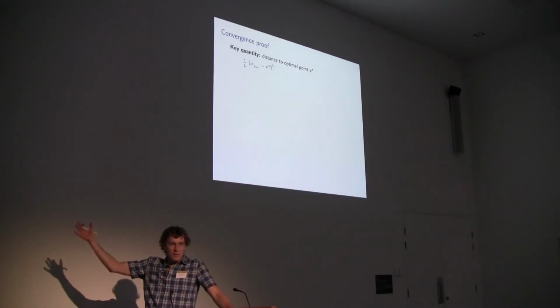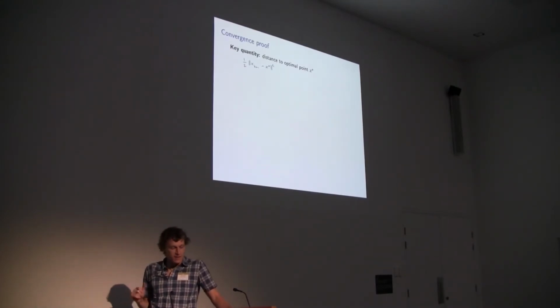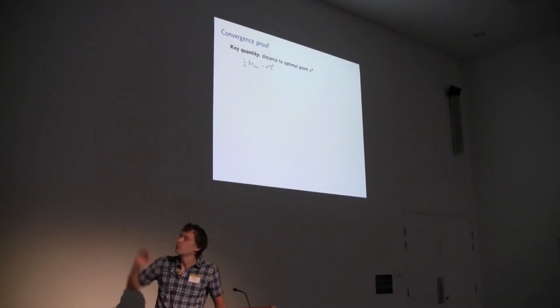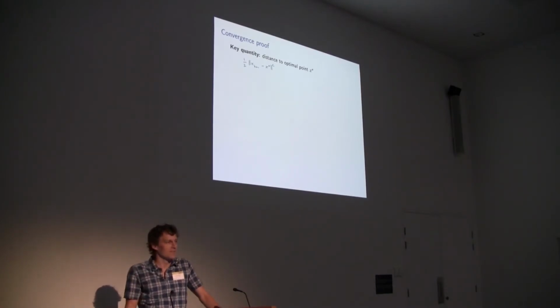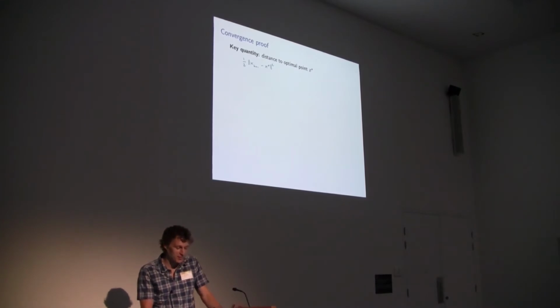Right, this is all. If you remember one thing from this talk, at least on the convex optimization part, just remember that you look at distance to optimum. That's it. Okay, so this is the entire proof. But what is x_{k+1} minus x star?